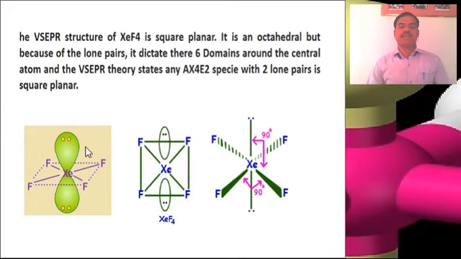In valence shell electron pair repulsion theory, the structure of XeF4 is square planar. It is octahedral in electron geometry, but because of the lone pairs, there are six domains around the central atom, and VSEPR theory states it as AX4E2, with two lone pairs, square planar. These are the structures of the XeF4 molecule.